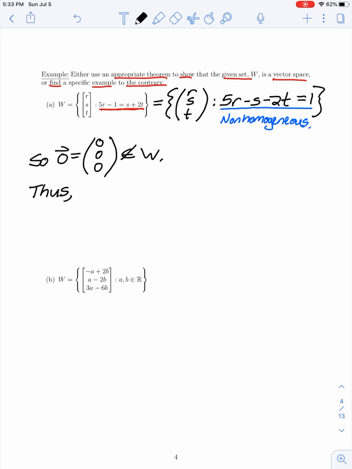Thus, W is not a vector space. One of the axioms for a vector space is there must exist a zero vector. Another way we could think about this, maybe geometrically, is the non-homogeneous equation, which relates R, S, and T, defines the equation of a plane.